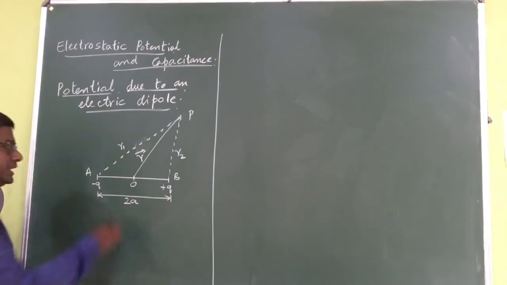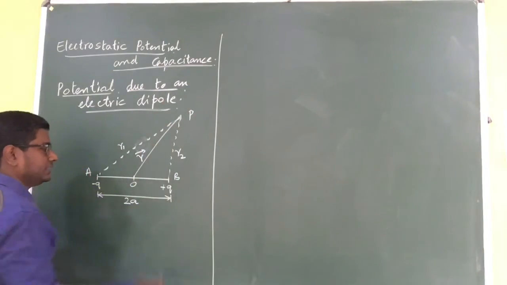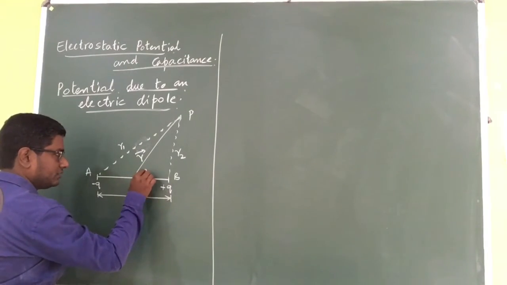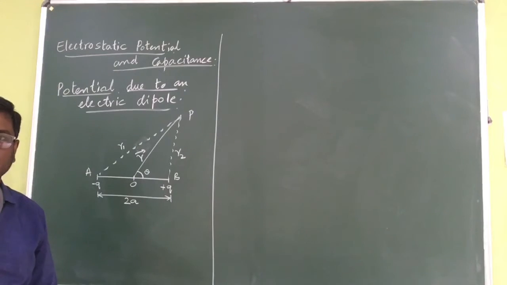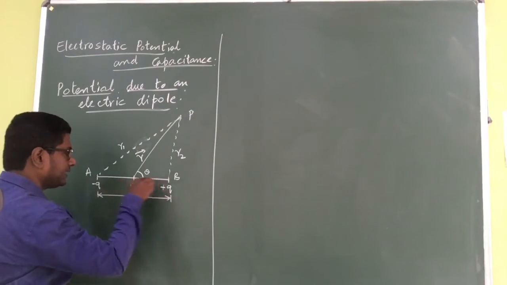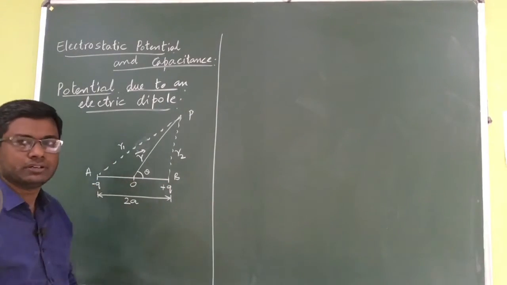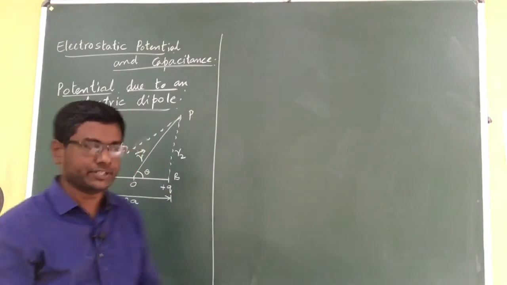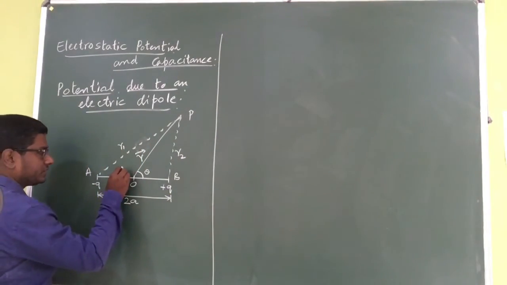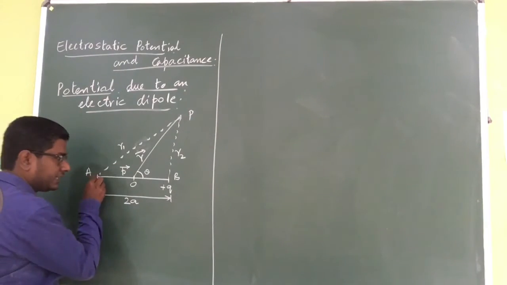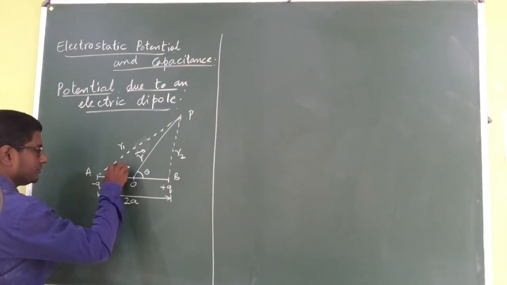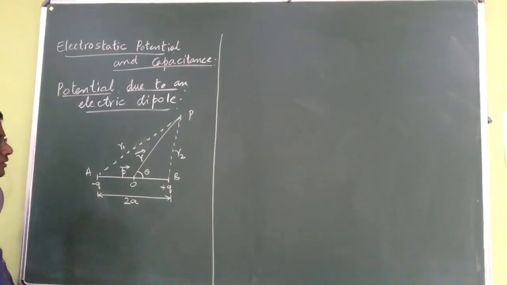Now you must observe one thing here. This line which is joining the center to the point P is making an angle theta with the axis of the dipole. In place of the axis of the dipole, we can take our dipole moment. So what is the direction of the dipole moment? The direction of the dipole moment is from the negative charge towards the positive charge. So this is going to become my dipole moment.